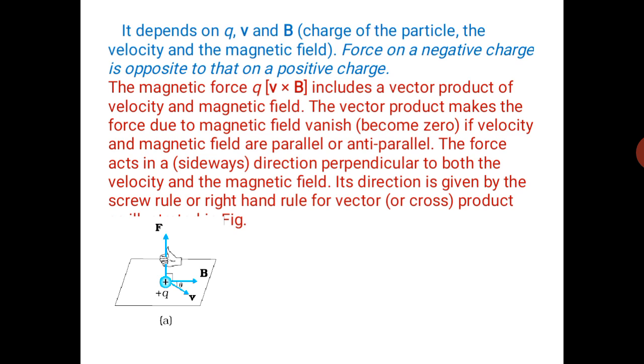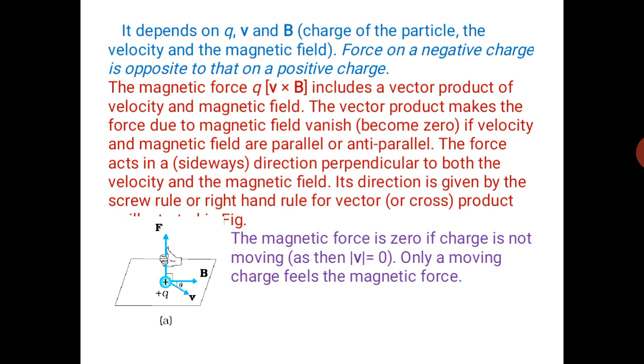So now, the magnetic force is zero if the charge is not moving. Only a moving charge feels a magnetic force. It means the velocity is zero, then it will not experience any force. Cleared? So when a charge is kept at rest in a magnetic field, it will not experience any force. Only the moving charge experiences a force.